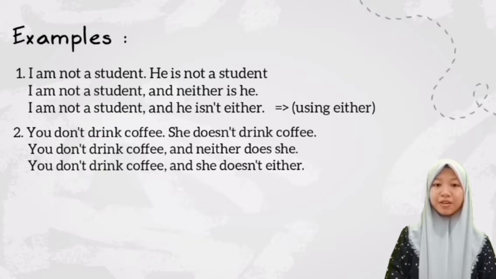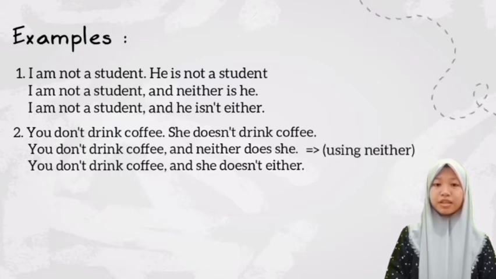By using either: I am not a student, and remember the formula, the subject of the second sentence, he, plus the auxiliary verb plus not, is not, plus either. I am not a student and he is not either. In the second example, you don't drink coffee, she doesn't drink coffee.